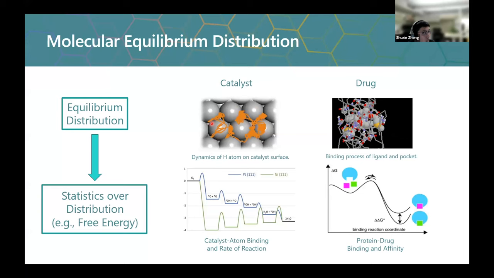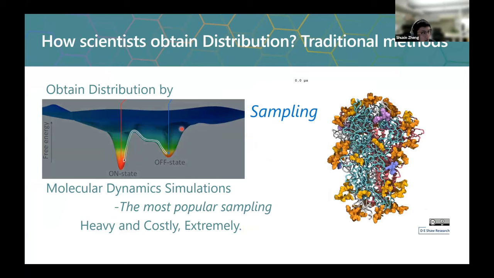And the binding affinity, which is very important in drug discovery, actually depends on the free energy difference between the bound and the unbound states, which is also related to the probability of the drug molecule being in the binding pocket of the target protein. Therefore, to calculate these macroscopic properties accurately, we need to know the equilibrium distribution of the molecule conformations. That's why we always say that the distribution is much more important than a static, single structure.